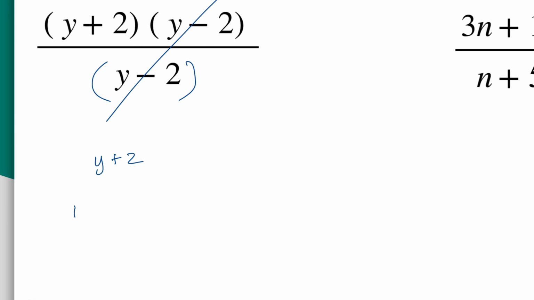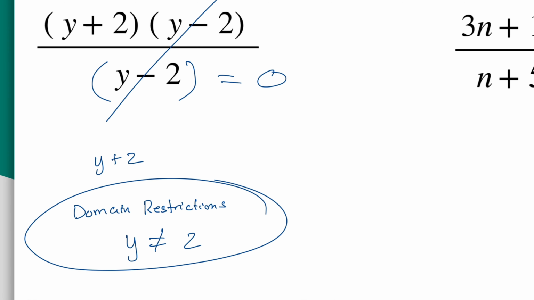But when I get to my domain restrictions, I have to remember that I canceled out that y minus 2. So looking at the bottom, what would make that equal to 0? Well, this one's a little bit easier. We can think of that number. 2 minus 2 is equal to 0. So y cannot equal 2. That's my domain restriction. Okay.